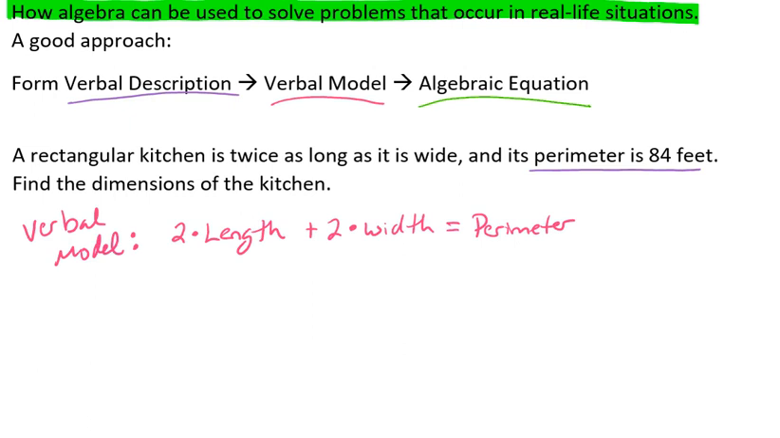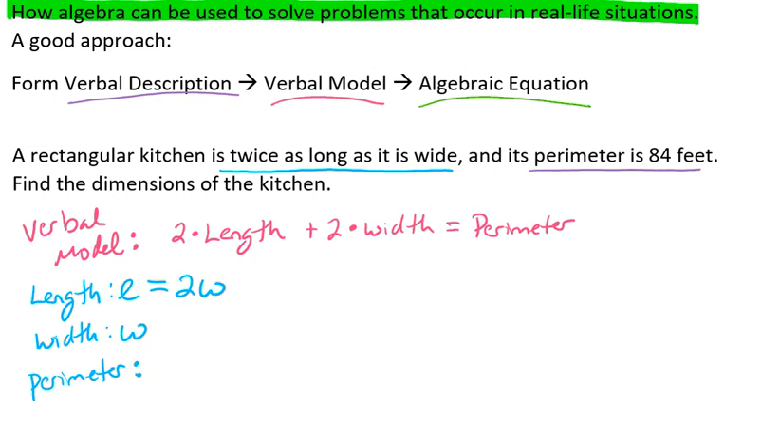So we have labels. We know what things are, right? So we know that length is going to be our L. We know that width is going to be our W. And in this case, we were told that it is twice as long as it is wide. So our length is actually going to be 2 widths, right? 2 widths.